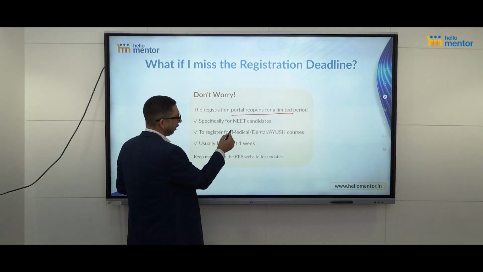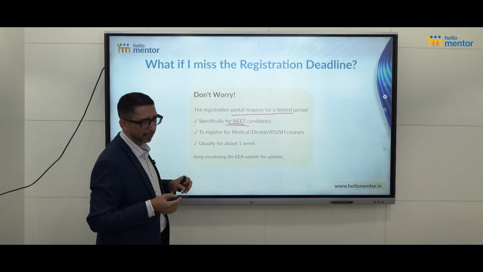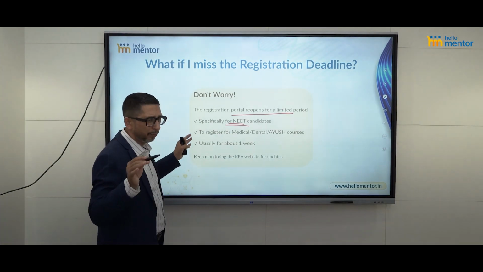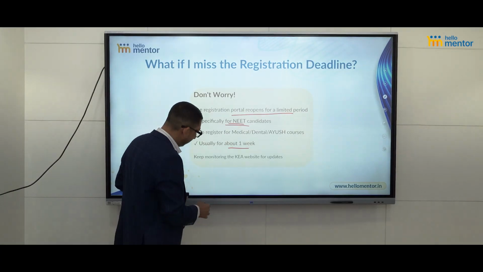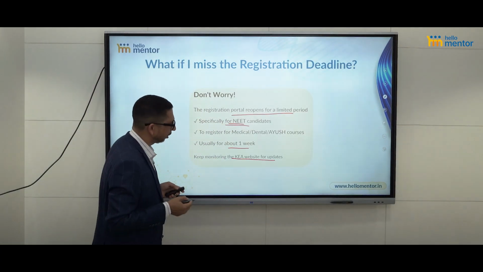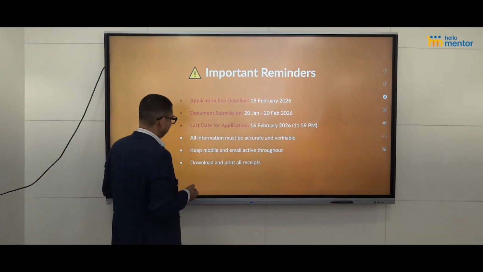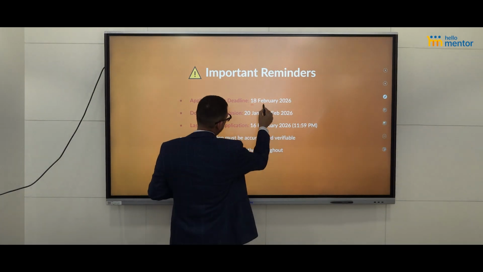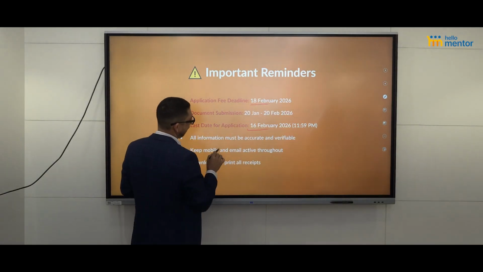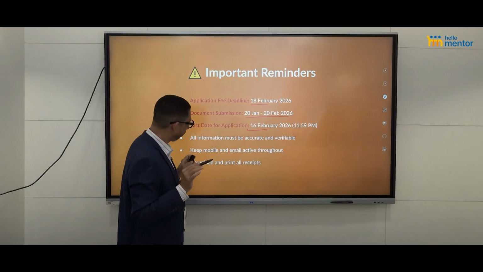Especially for NEET candidates, there's a video released by KEA in which they have said that they'll be opening the window for NEET candidates to enter their details, for 1 week. Keep monitoring the KEA website for updates, or you can connect to the Hello Mentor team also and try to get the idea. Just a reminder: application fee deadline is 18th February, you can fill the application till 16th February, pay the fees by 18th, and from 20th Jan to 20th February you can get your document submission done online.